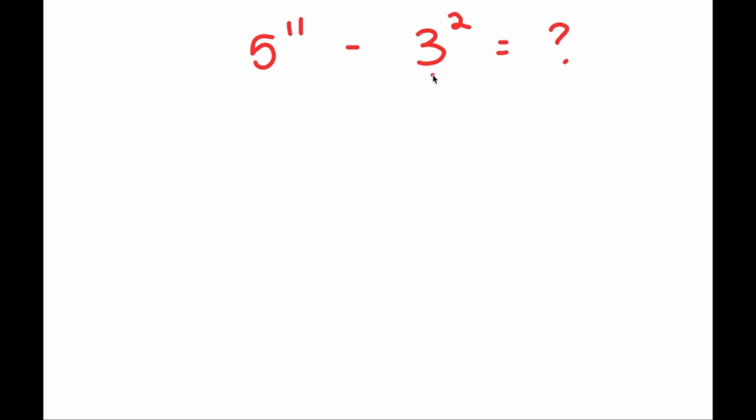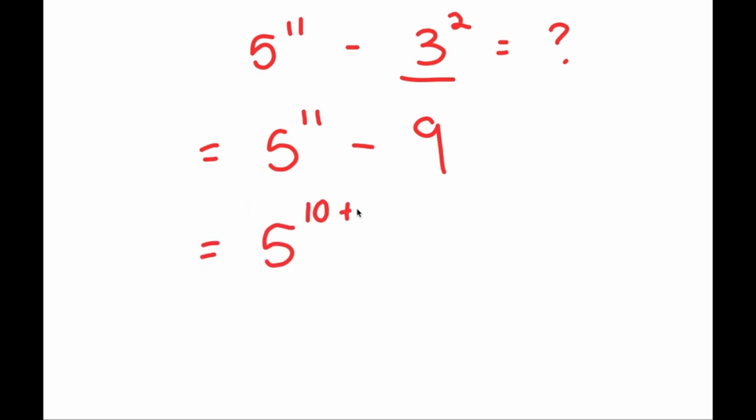So first, I'm actually just going to solve 3 squared, which is simple. It's 9. So this turns into 5 to the power of 11 minus 9. Now, from here, I'm going to rewrite 5 to the power of 11 as 5 to the power of 10 plus 1.